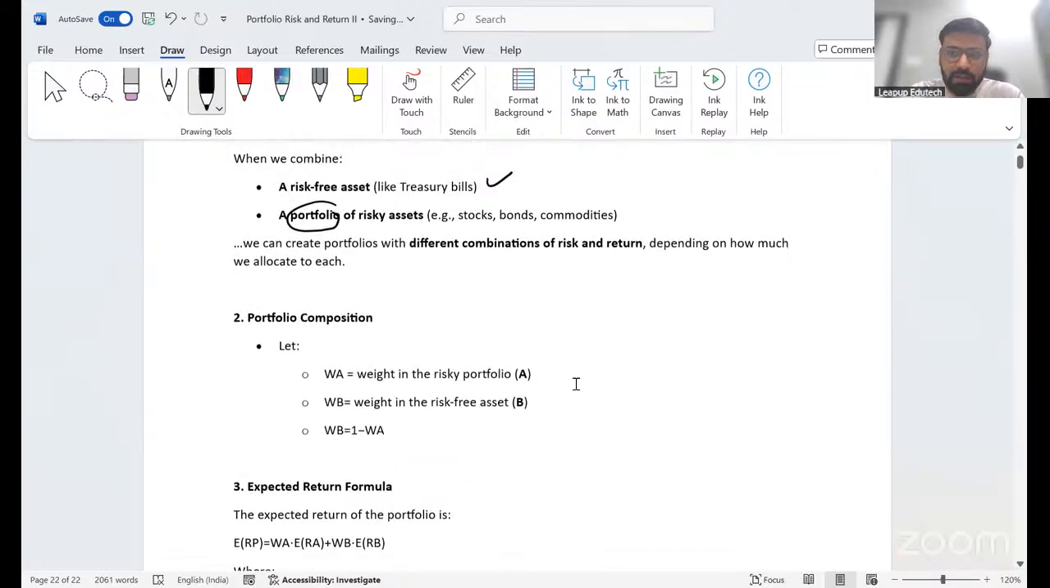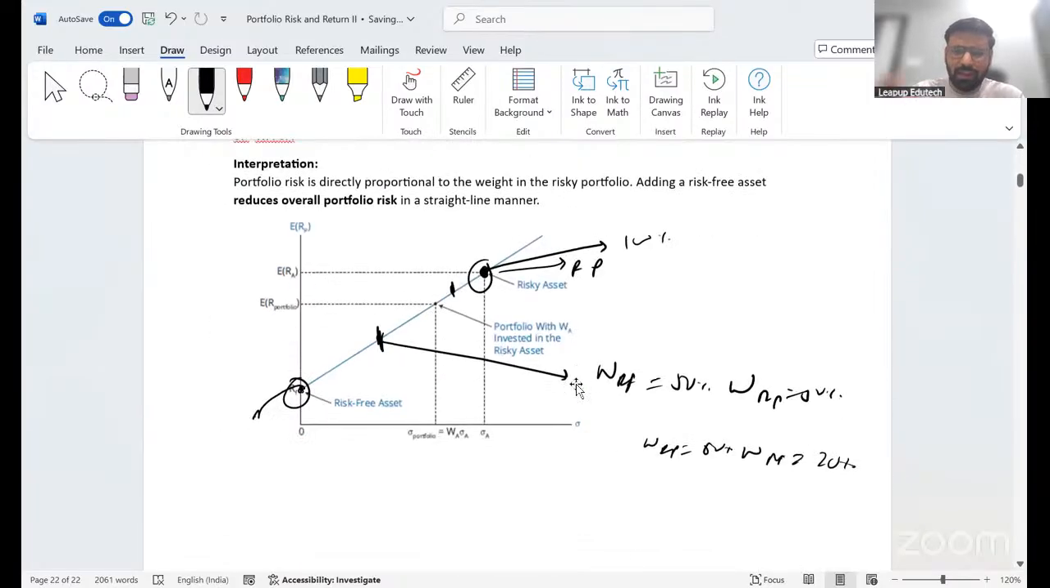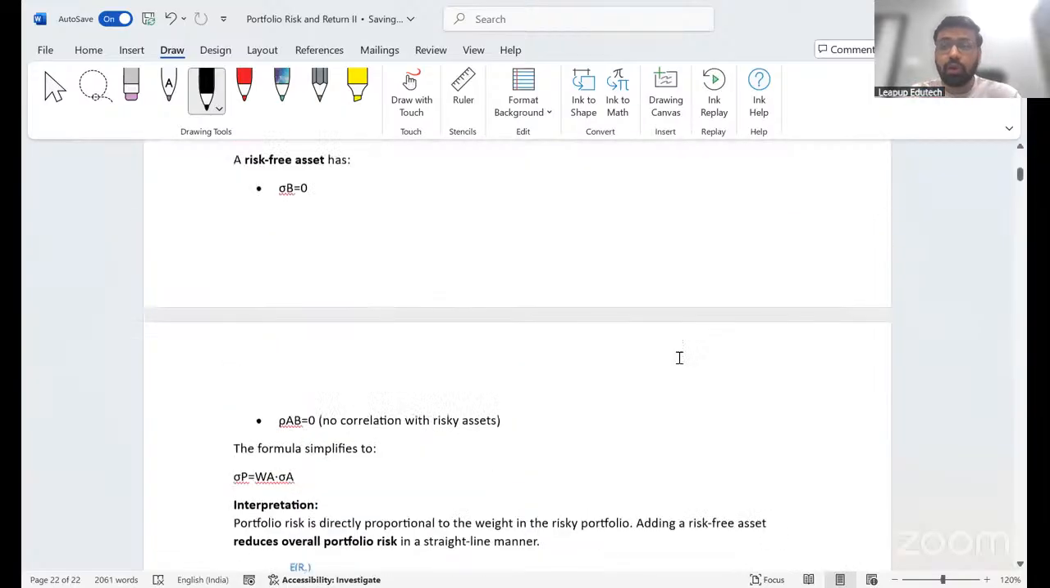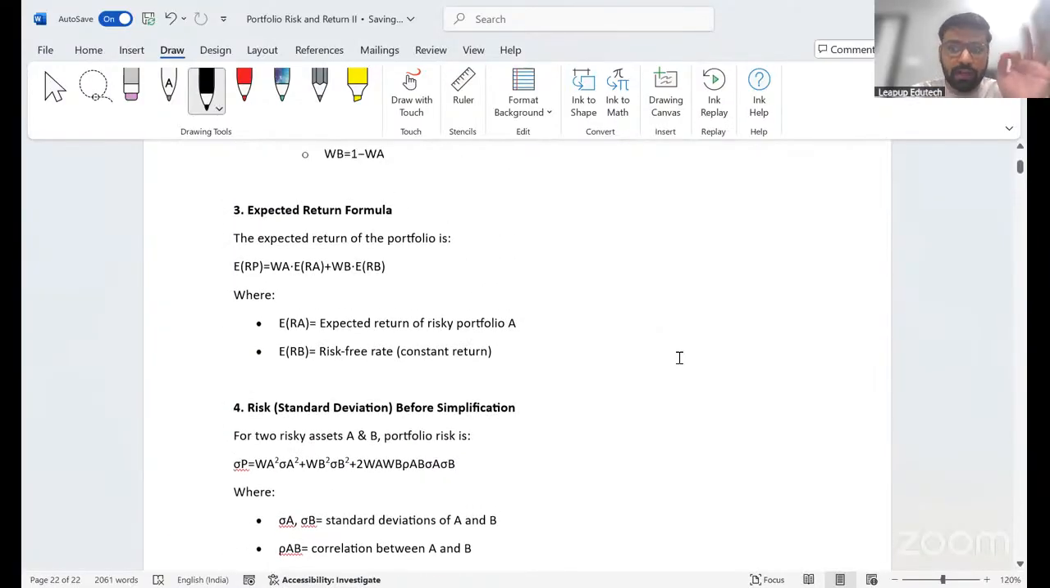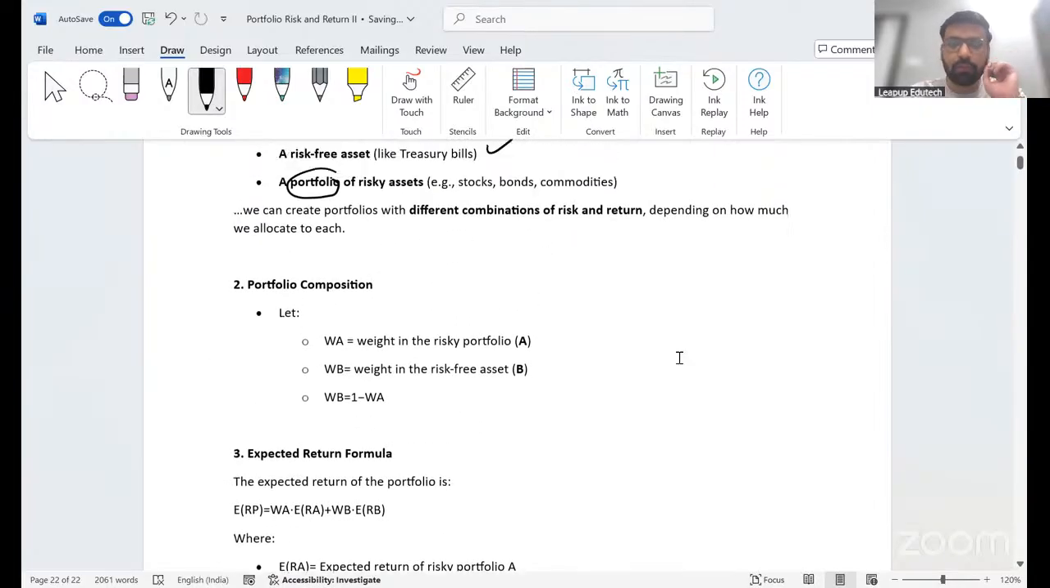Sir, we do understand this with respect to plotting. What was this line called? We do remember this line. It was called CAL, which is the capital allocation line. I hope you guys remember this. Now, if your portfolio is somewhere at this point, then the expected return of the portfolio is going to be somewhere at this point, and the standard deviation of the portfolio is going to be somewhere at this point. What we have to learn right now is what happens to the overall portfolio standard deviation whenever you combine a risky portfolio with a risk-free asset.